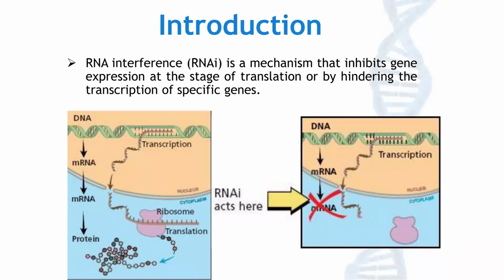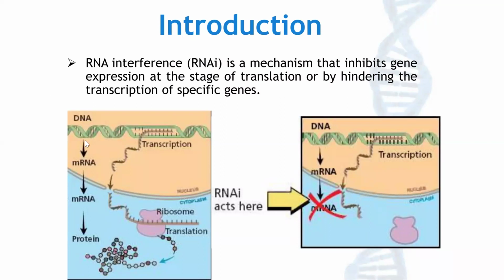Okay, today we are going to look at RNA interference. RNA interference is a mechanism where gene expression at the stage of translation is being inhibited. For example, look at it here.